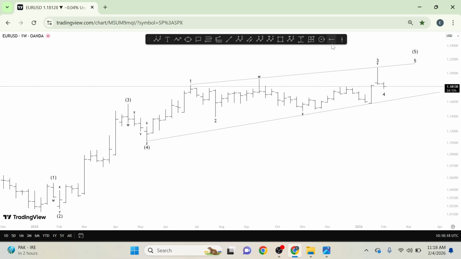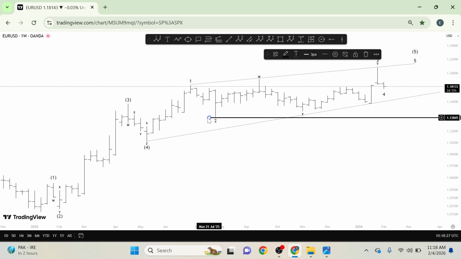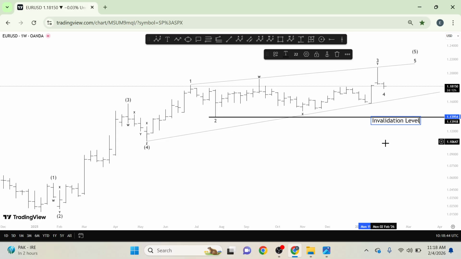And now, the rule of this diagonal is that the wave 4 corrective structure can never touch the end point of wave 2, which means this becomes our invalidation level. That is our invalidation level.